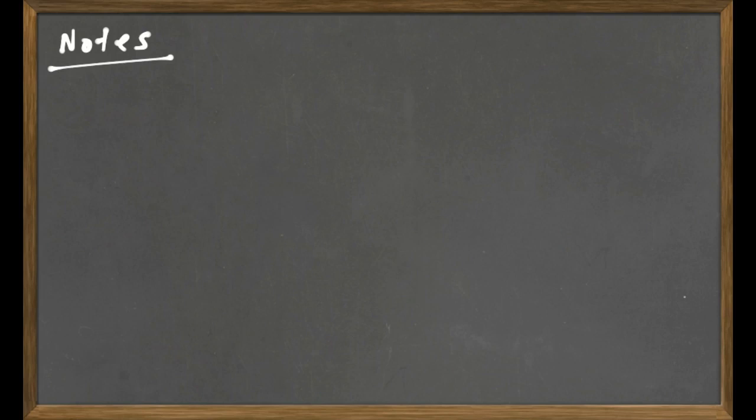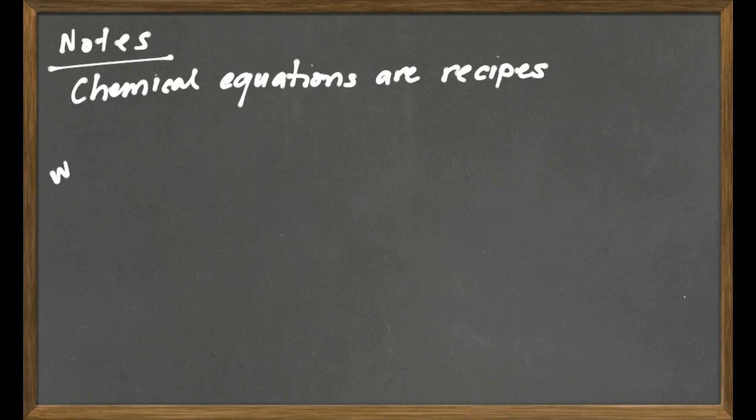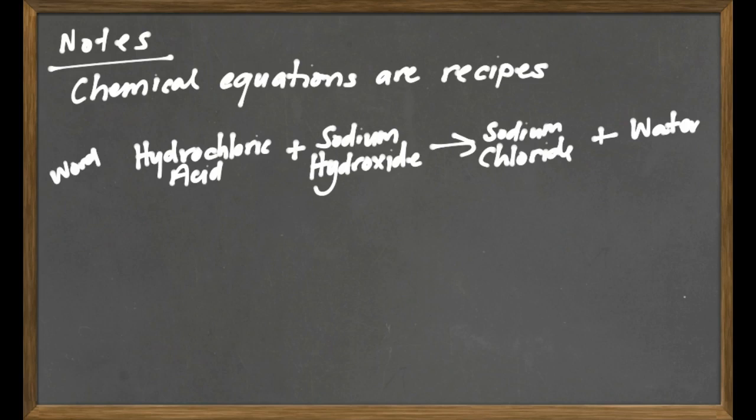So to finish, we've got some notes that we need you to take down. First of all, chemical equations are recipes for chemical reactions. Just remember that one. Ways to write chemical equations. First is as a word equation, where you put down the names in written form. An example is hydrochloric acid and sodium hydroxide give sodium chloride and water.